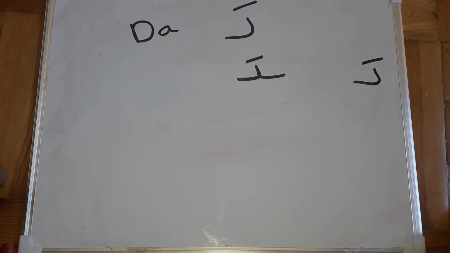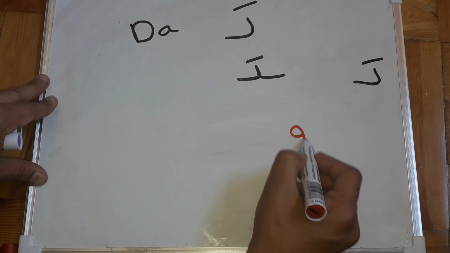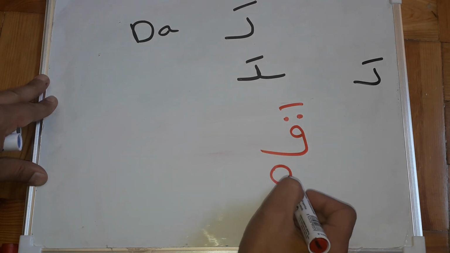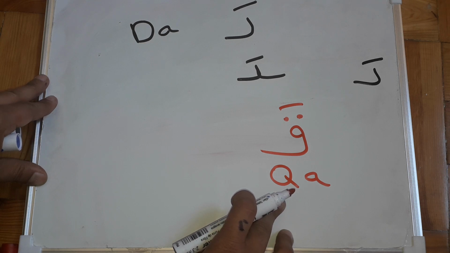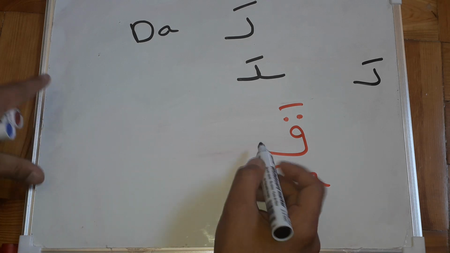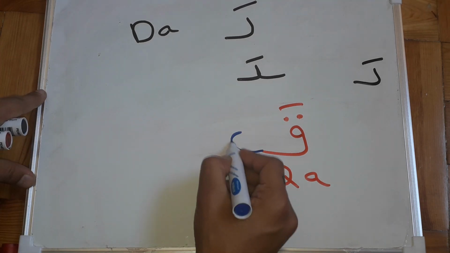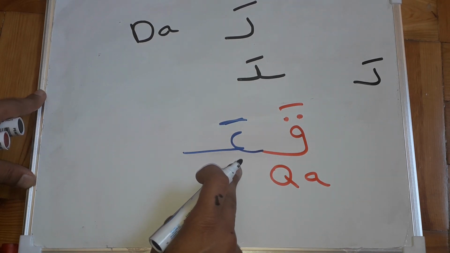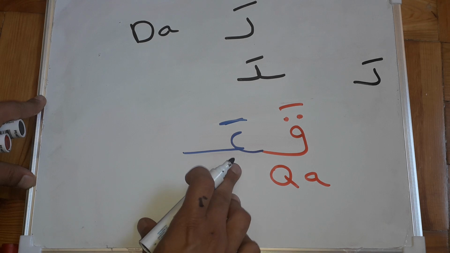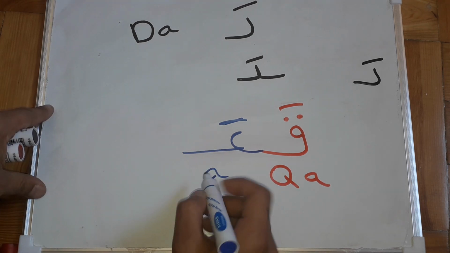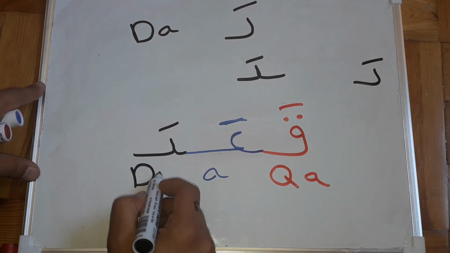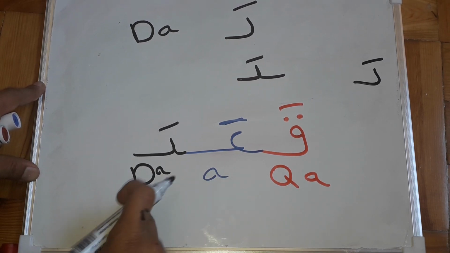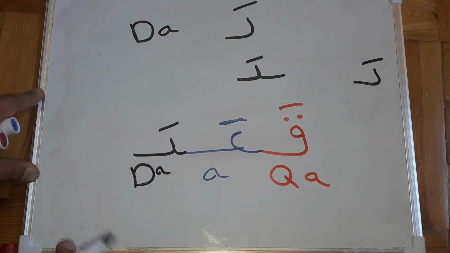So the last one we have is qaf. It's a strong ka, it's not ka, it's qa. And then we have this one, which I have already explained in the previous words. And finally we have this one in the end. So it is da. قاعدة. قعد. Okay, thank you guys for watching this video, and assalamu alaikum wa rahmatullahi wa barakatuh.